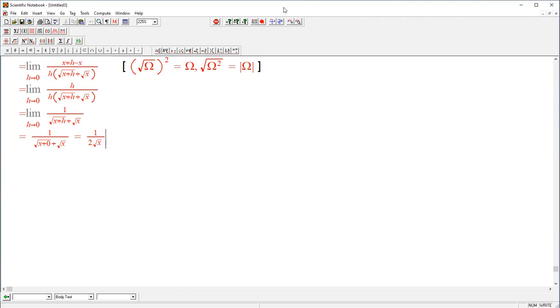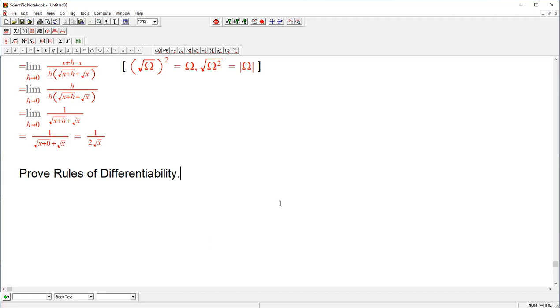Let's prove some properties, differentiability properties. Proof rules of differentiability. We're going to use the definition to prove the rules of differentiability.